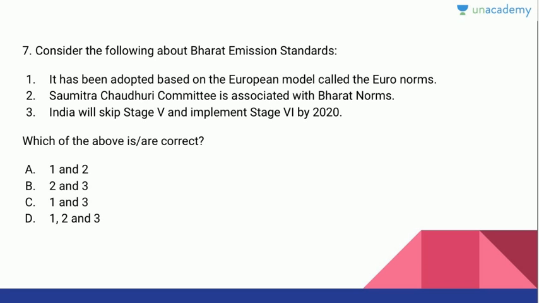Question number 7. Consider the following about Bharat emission standards. It has been adopted on the European model called the Euro norms. The Soumitra Chaudhary committee is associated with Bharat norms. India will skip stage 5 and implement stage 6 by 2020. Which of the following statements is correct? All these statements are absolutely correct about Bharat emission standards.